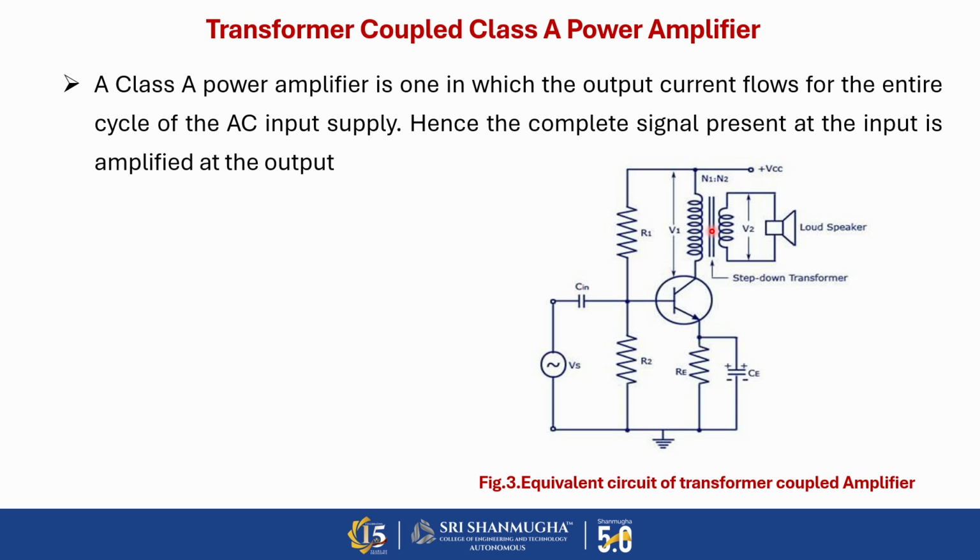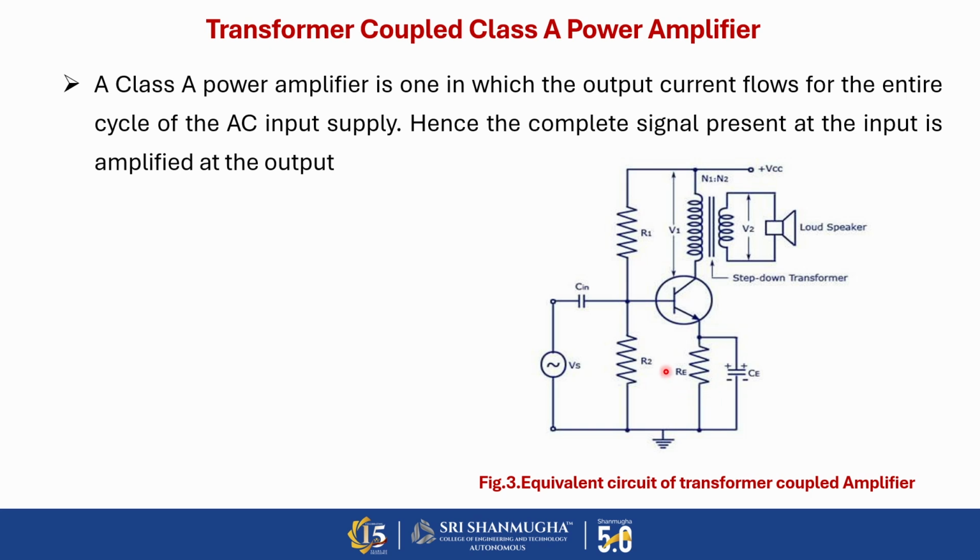class A power amplifier. As for the construction, in the circuit R1 and R2 act as a potential divider. The resistance provides stabilization so the power level is stable, and CE is the bypass capacitor. What is the main function of CE? It is used to prevent the AC voltage. That is why we are connecting a bypass capacitor at the emitter terminal.